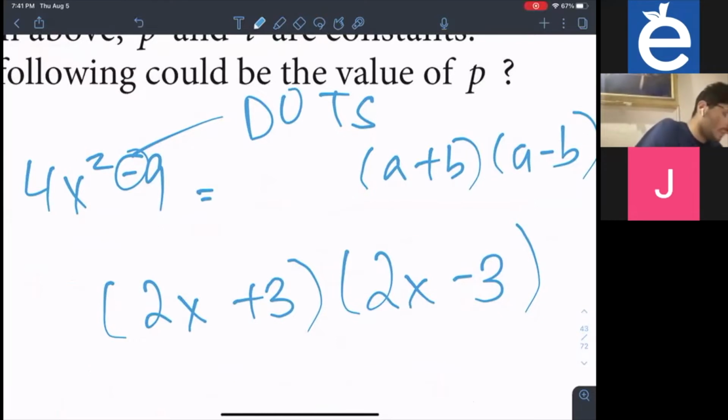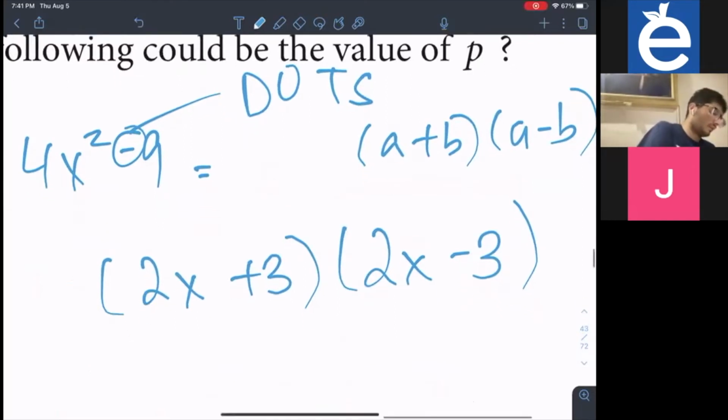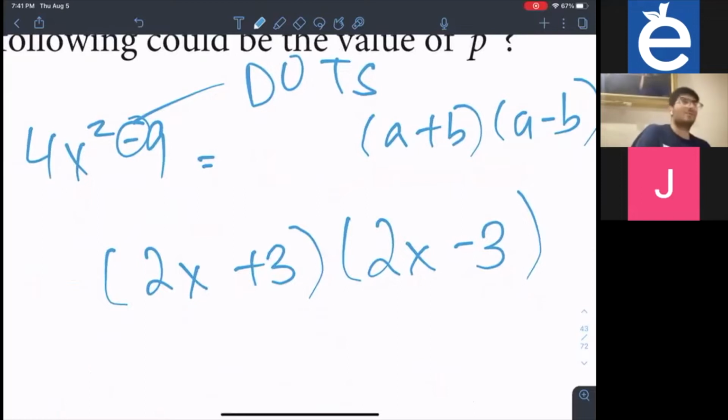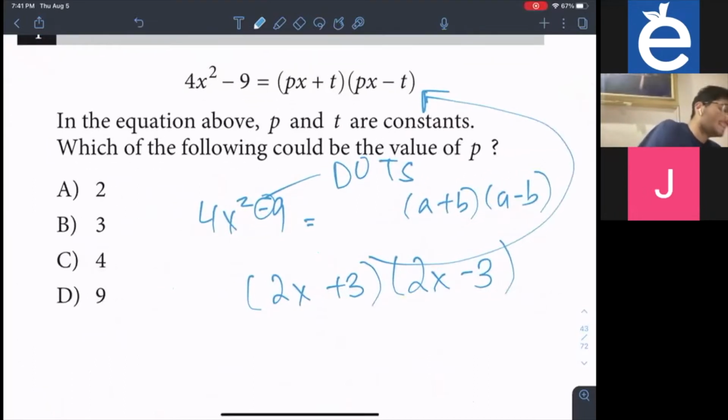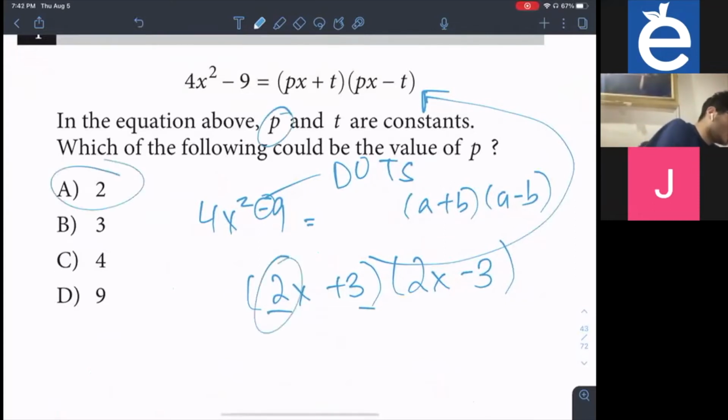So we just plug in the values of the numbers, and you get 2x plus 3 and then 2x minus 3, which conveniently is the form that they want us to get in and see what the value of p and t are. So they said p and t are constants, which are 2 and 3. They're asking for the value of p, so our answer is 2, choice A.